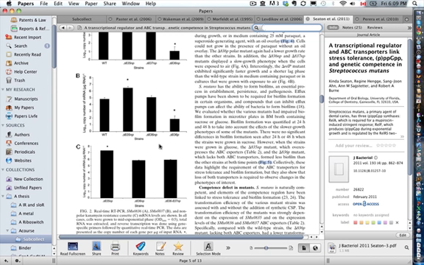Okay, so does that make sense to you? Yeah, kinda, because it's a repressor. Right.